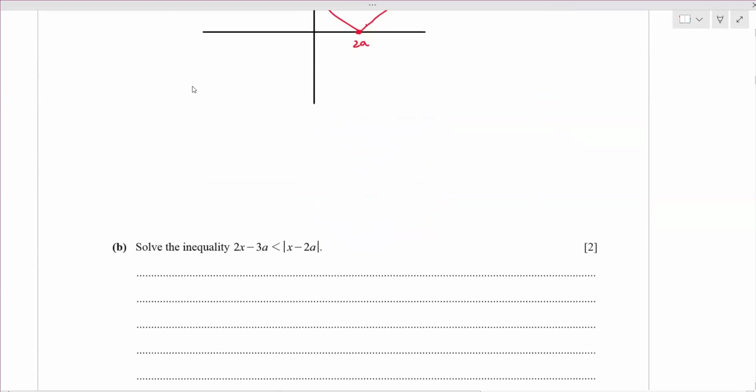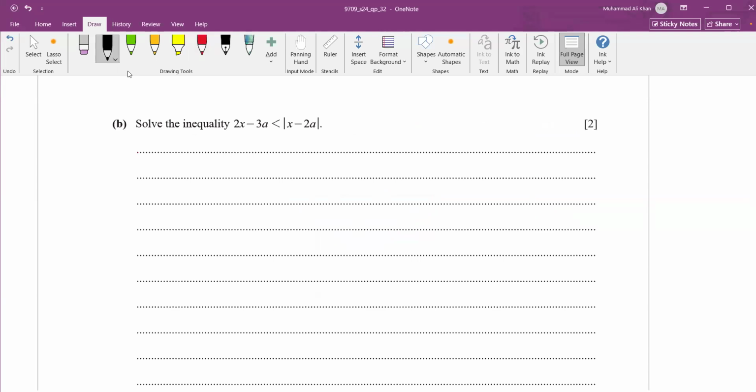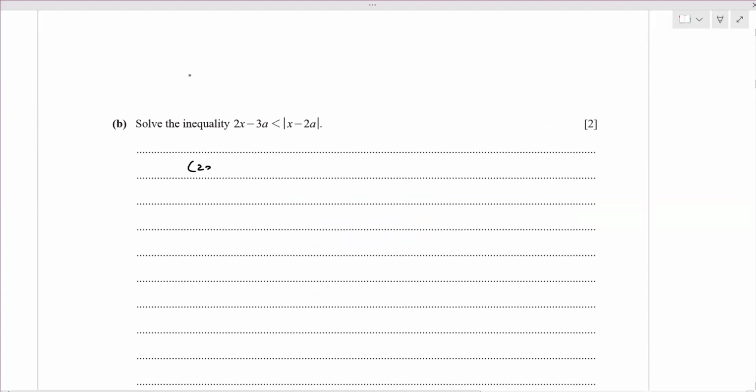Now, in the second part, we have to solve the inequality. How to solve the inequality? Always just square both sides. This is the simplest method to solve any inequality. So (2x plus 3 minus 3a) whole squared less than (x minus 2a) whole squared. Expand the brackets. a squared minus 2ab plus b squared less than a squared minus 2ab plus b squared.